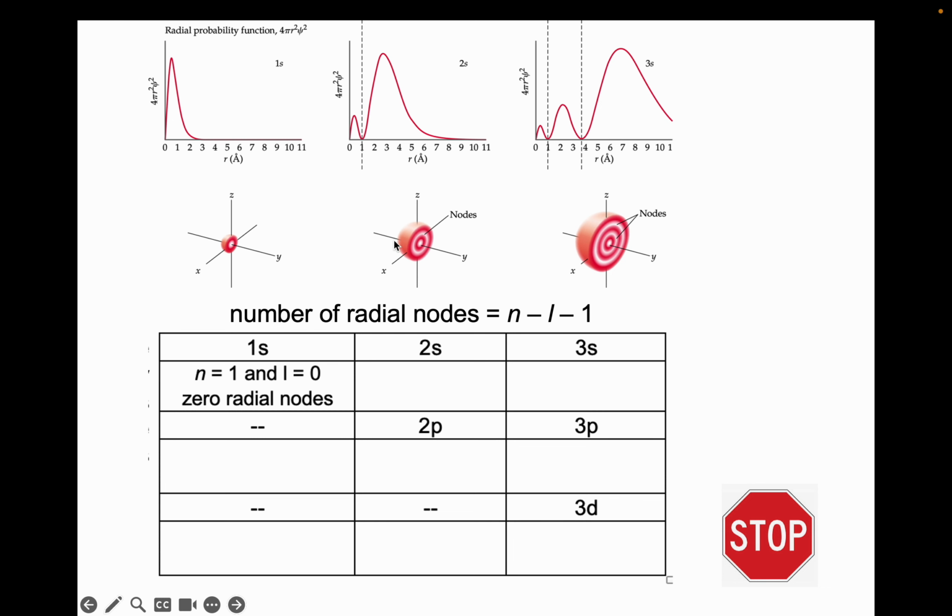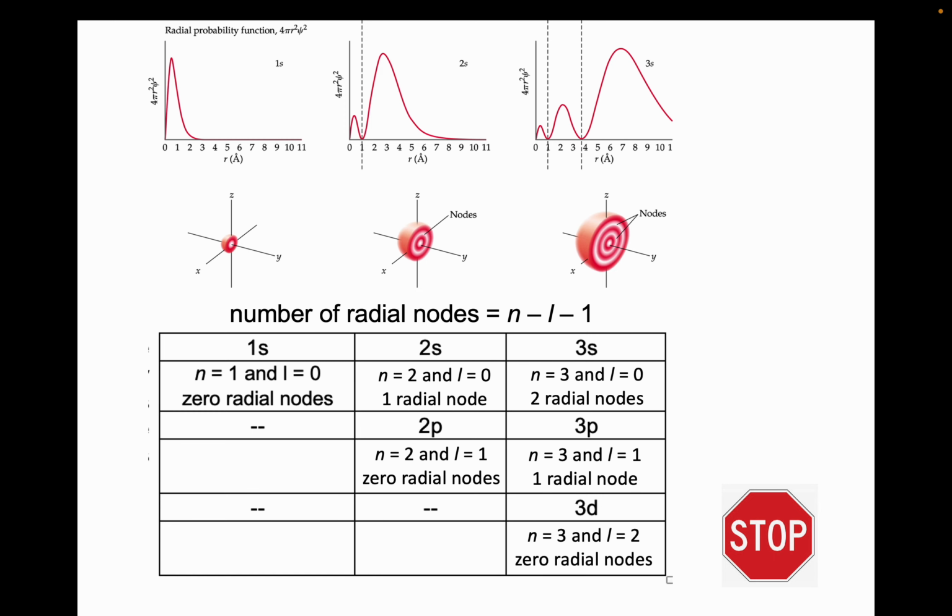We can calculate the number of radial nodes using this expression. The principal quantum number n minus the L value minus 1. So if we're looking at a 1s, n equals 1 and L equals 0, 1 minus 0 minus 1, that tells me there are 0 radial nodes here. Identify n and L for these other cases, 2s, 2p, 3s, 3p, 3d, and use that to determine the number of radial nodes. And then we'll look for a pattern. Here would be my work.